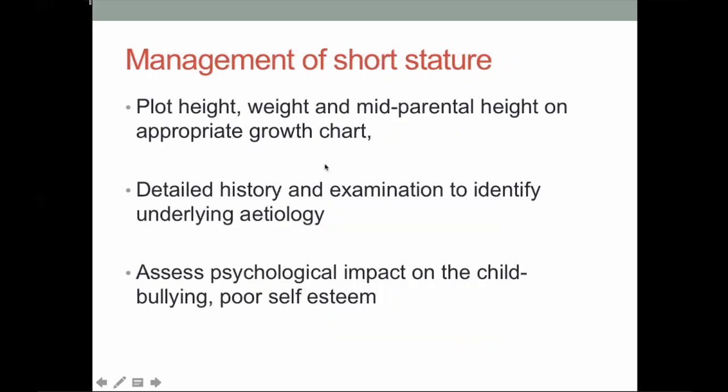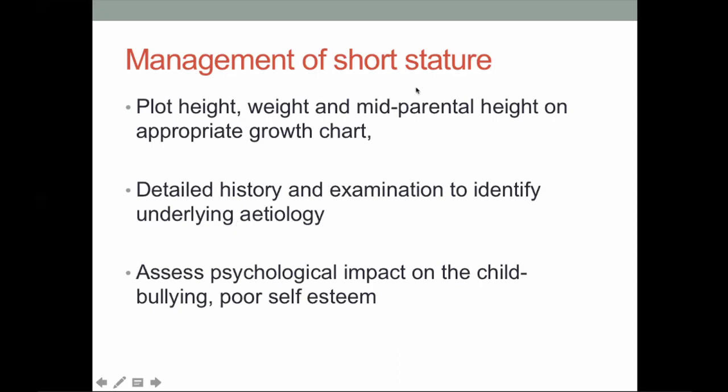Right. So then how do you manage short stature? At your level, very important, check the height yourself, plot the height and weight, and look at the mid-parental height. You plot it at 18 years of age on the appropriate growth chart. For us, it's the CHDR charts. Then you need to take a detailed history and examination to identify the underlying etiology.